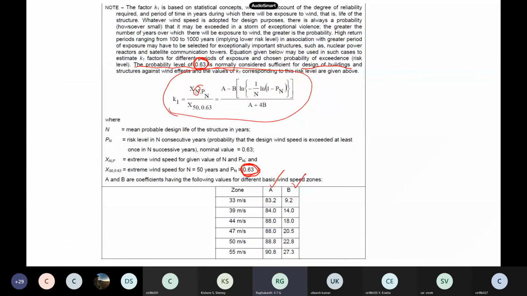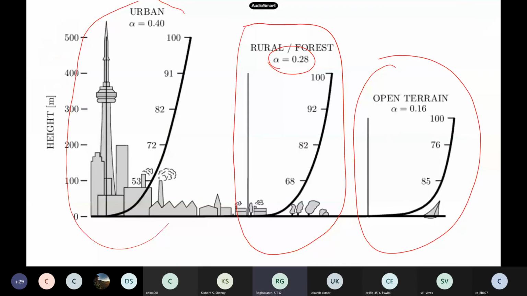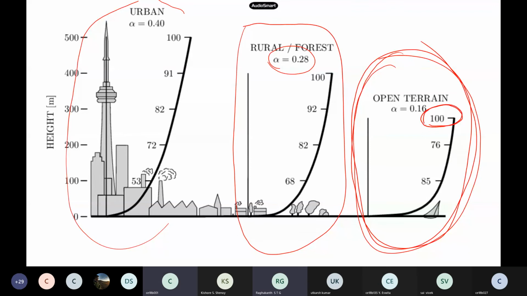Now, previously I have shown you this figure. What is this figure? This is open terrain, no obstruction. So what happens? The depth of the boundary layer will be how much? Now, 100 meters only. Suppose if it is a rural or some other area, then the depth of the boundary layer will be different.